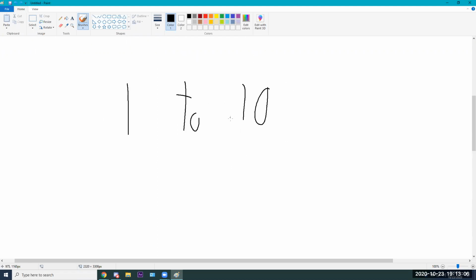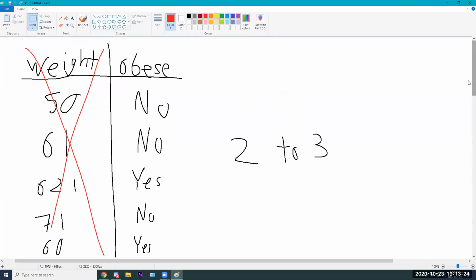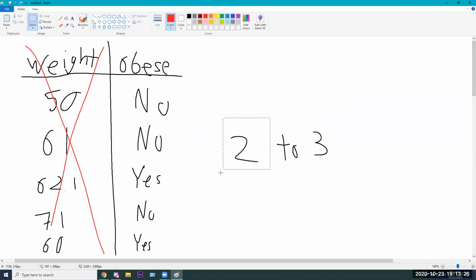And if you're doing probability, you have the chance of you winning divided by the total observations, so 1 divided by 11. And you can see how they're related. You have 1 to 10. It's basically the probability of it occurring to not occurring. So the total odds for a mouse being obese would just be 2 over 3.